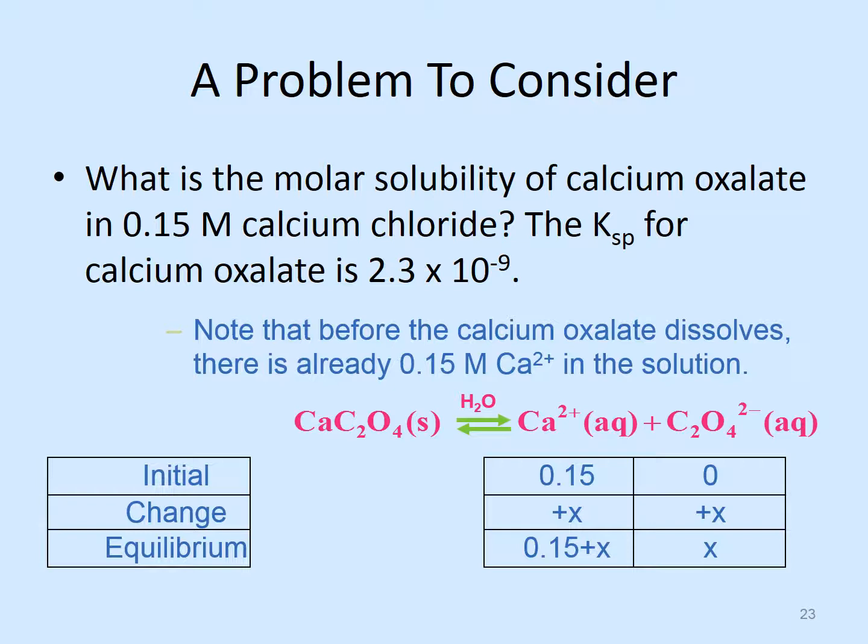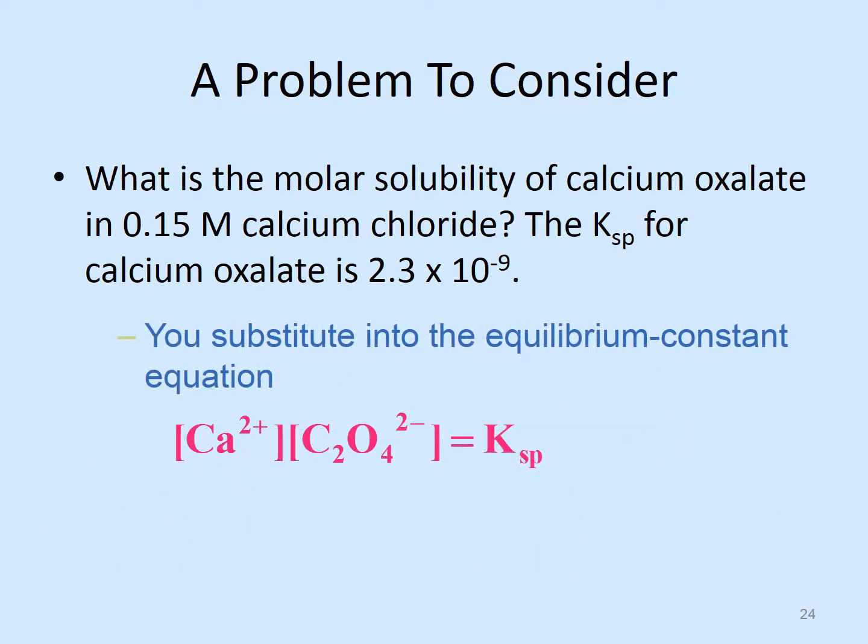We know that some of the calcium oxalate will dissolve, so the change would be minus X under calcium oxalate. And then we're getting 1 calcium and 1 oxalate, or X and X. So calcium at the end will be 0.15 plus whatever dissolves, and the oxalate will be the amount that dissolves, X. So again, we can plug this into our equation.